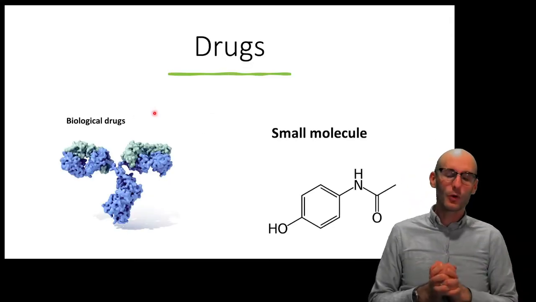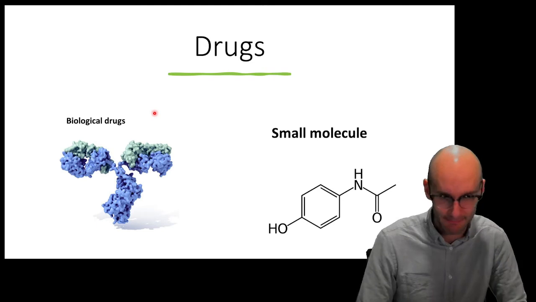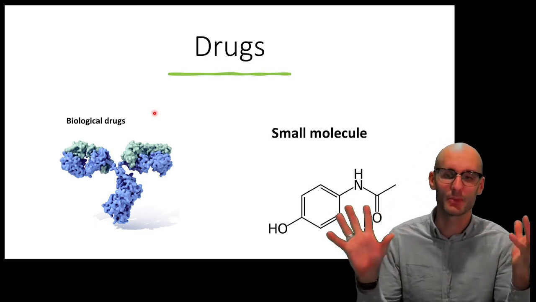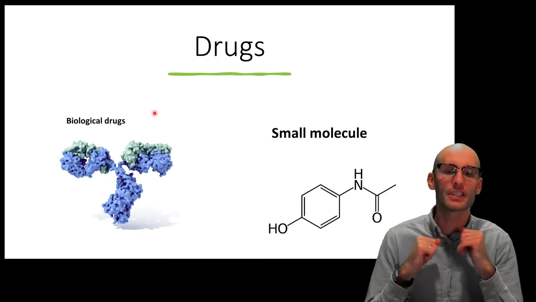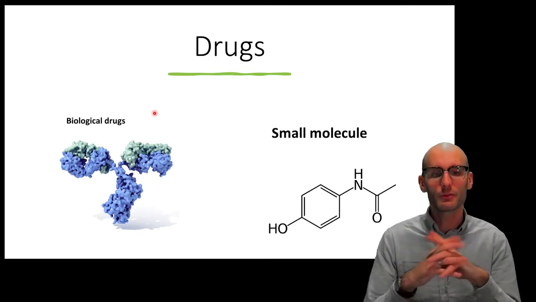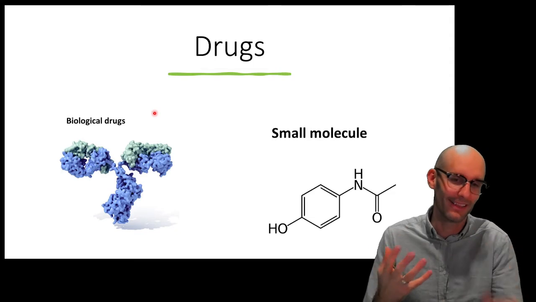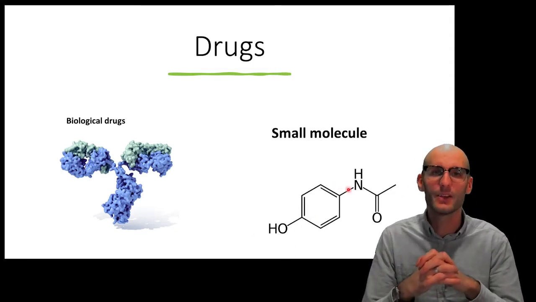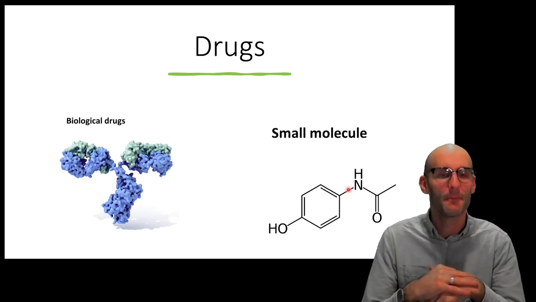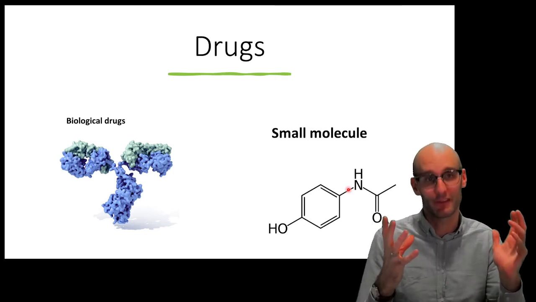Anyway, so now let's talk on to the kinds of drugs you can develop. Now, there's two main groups of drugs that we like to talk about. There are biological drugs, often called biologics, and there are small molecule drugs. Now, small molecule drugs are what we commonly think of. Paracetamol, aspirin, ibuprofen, all of these are small molecule drugs. And they're the vast majority of drugs, to be honest.